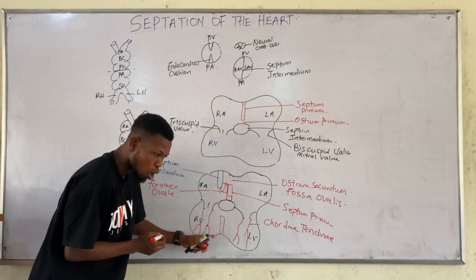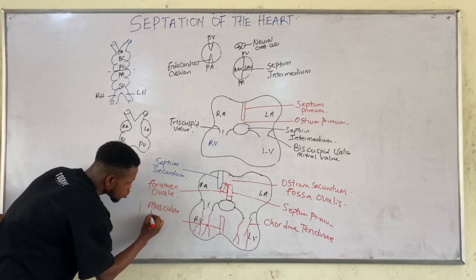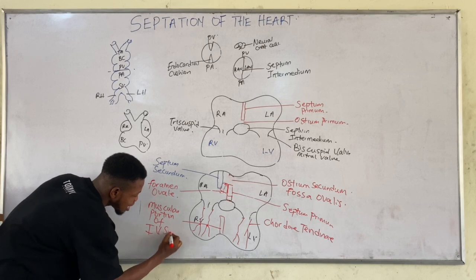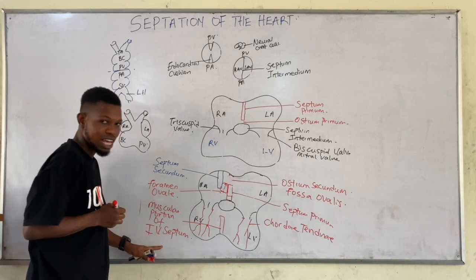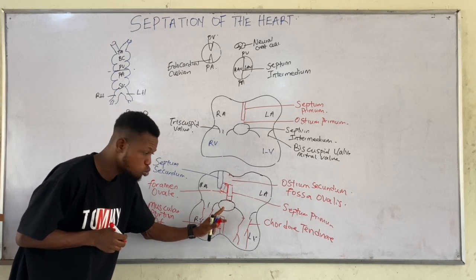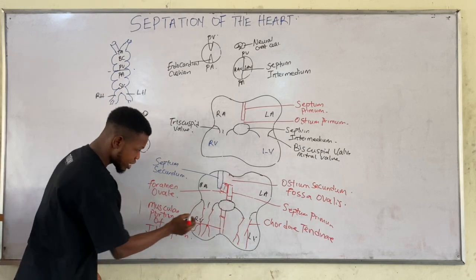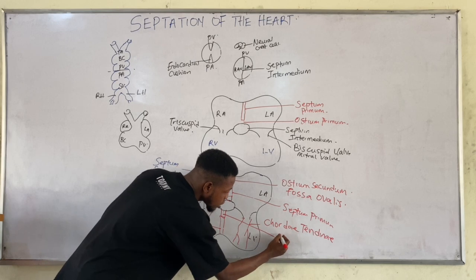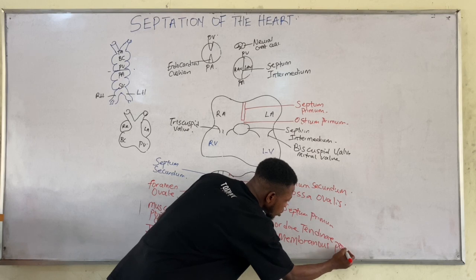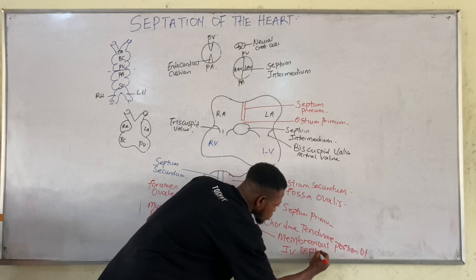This tissue that goes up is what we call the what? Muscular portion of the interventricular septum, IV septum. Then later on, another tissue goes down from the septum intermedium to close up with the muscular portion. This tissue that goes down is what we call the what? Membranous portion of the what? IV septum.